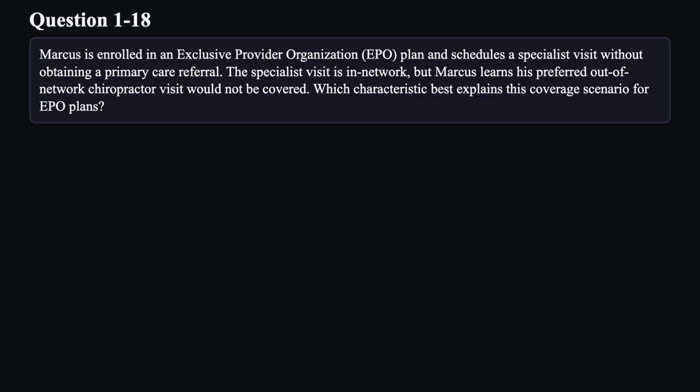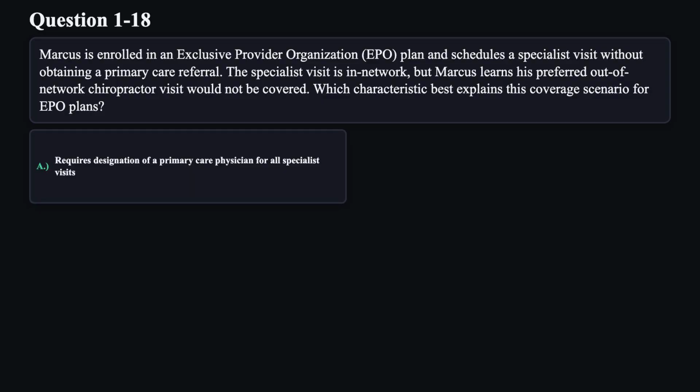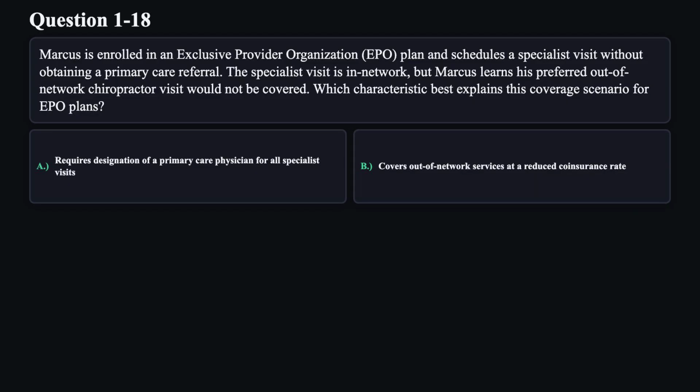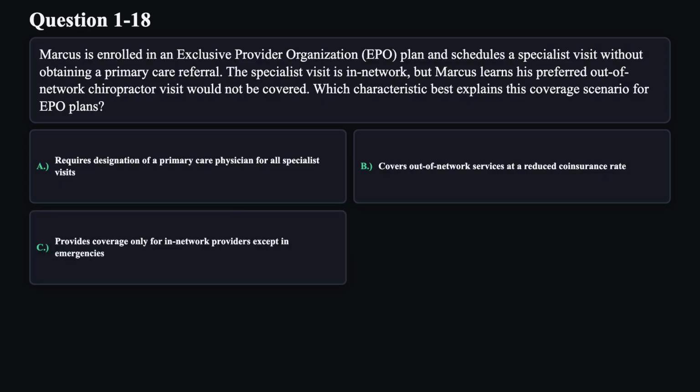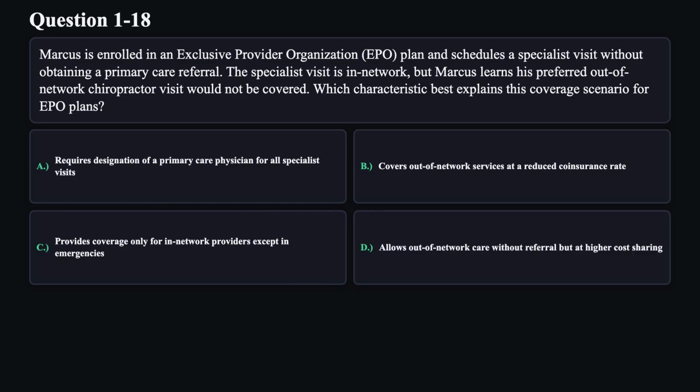Question 18. Marcus is enrolled in an exclusive provider organization, EPO, plan and schedules a specialist visit without obtaining a primary care referral. The specialist visit is in-network, but Marcus learns his preferred out-of-network chiropractor visit would not be covered. Which characteristic best explains this coverage scenario for EPO plans? A. Requires designation of a primary care physician for all specialist visits. B. Covers out-of-network services at a reduced coinsurance rate. C. Provides coverage only for in-network providers except in emergencies. D. Allows out-of-network care without referral but at higher cost sharing.